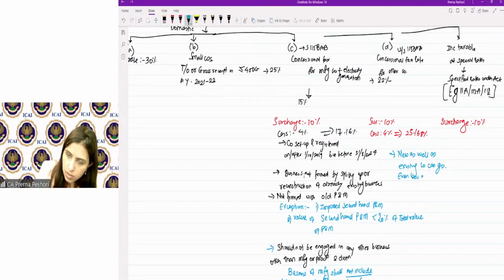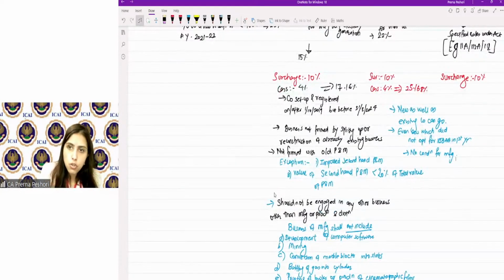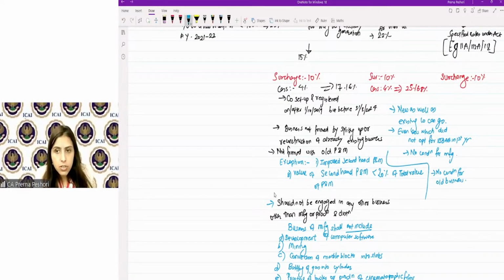Even companies which did not opt for 115BAB in the first year can go for 115BAA. Then there is no condition for manufacturing; it can be any business. There is no similar condition for splitting up or reconstruction. So there is no condition for old business, because even the existing business can go. All these conditions are not present under 115BAA.